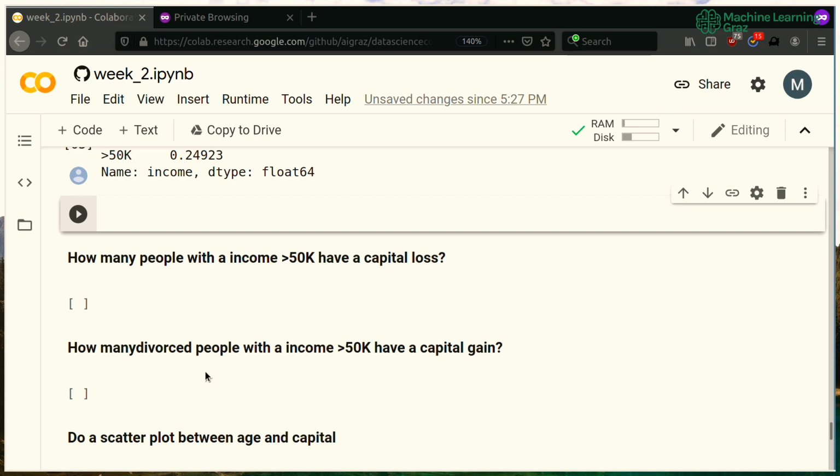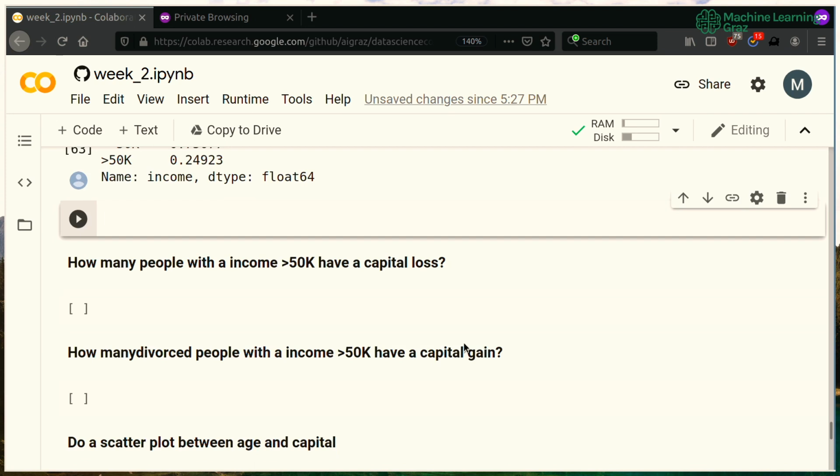So the first question: how many people with an income more than 50k have a capital loss? And after you answer that question, you'd have to tell me how many divorced people with an income of over 50k have a capital gain. So first is capital loss, then capital gain. Be very careful on the question. Okay? You see here, capital loss, capital gain. You have been warned. For this, we will give you 2 minutes. And we wish you now good luck.